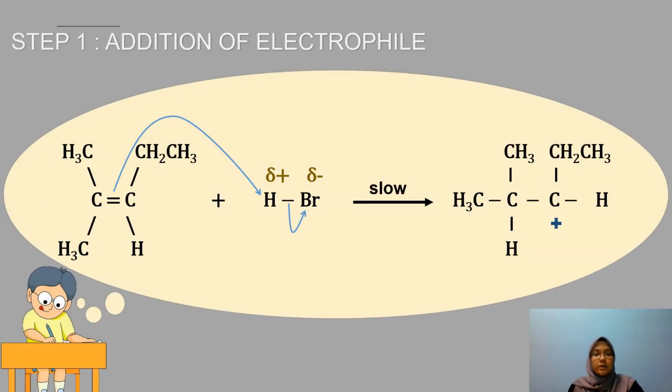Step 1 is the addition of an electrophile. The double bond in the 2-methylpentene is the nucleophilic site, which is rich in electrons. So, it will attract the electrophile from the hydrogen bromide, which is the hydrogen ion. Two electrons are taken from the double bond to the H plus ion, resulting in H attached to carbon using the electrons it took from the double bond. This step is slow and produces a carbocation as well as Br negative.